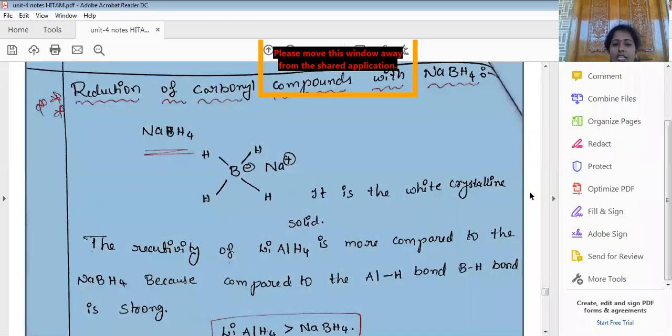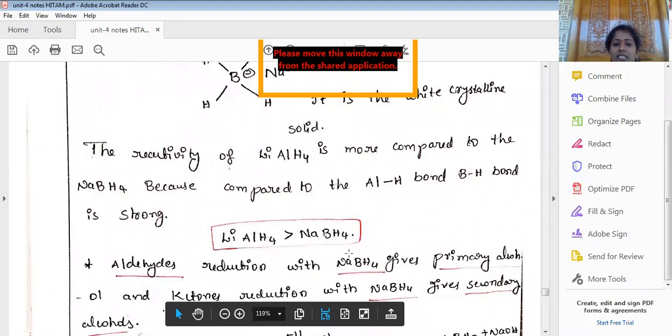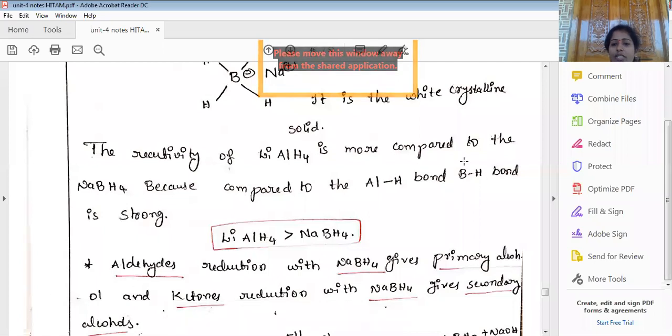Compared to lithium aluminum hydride, sodium borohydride is less basic. The reason is that the aluminum-hydrogen bond is a weak bond, whereas the boron-hydrogen bond is a strong bond. Because of this, the aluminum-hydrogen bond will be cleaved very easily, whereas the boron-hydrogen bond is very strong. That's the reason why cleavage is not possible, so liberation of hydrogen is somewhat difficult in the case of sodium borohydride. That's why sodium borohydride is a weak reducing agent compared to lithium aluminum hydride.